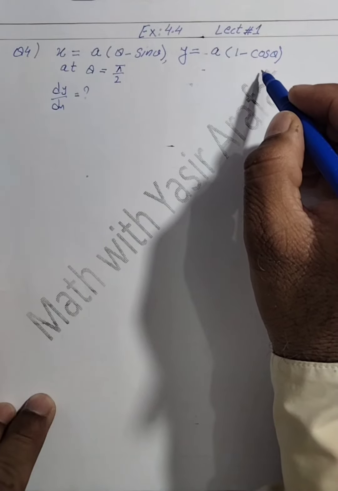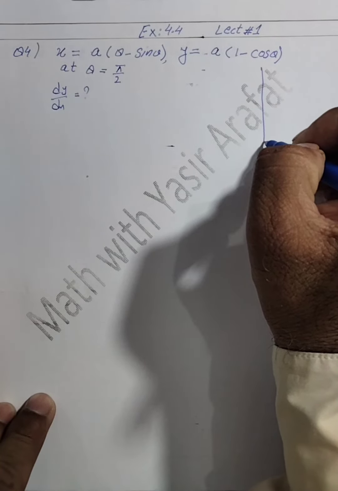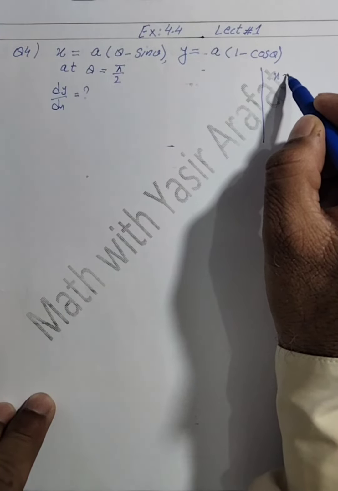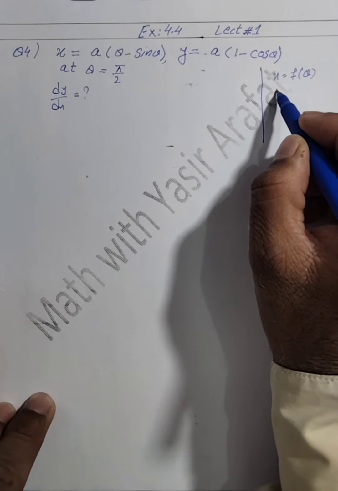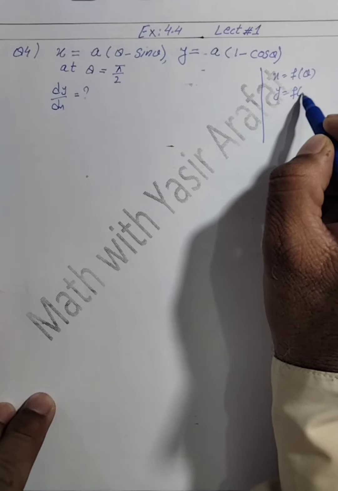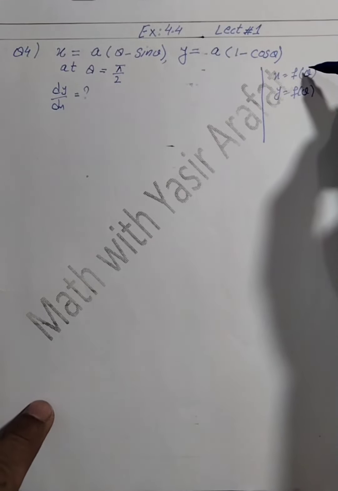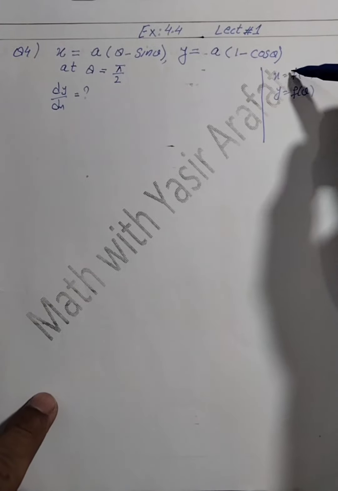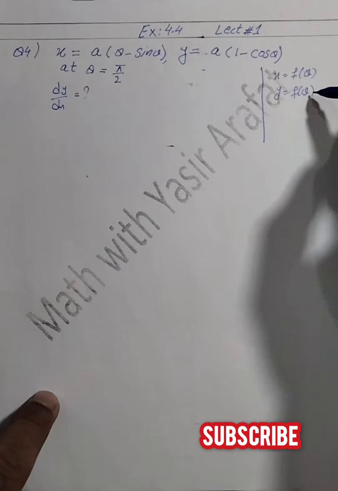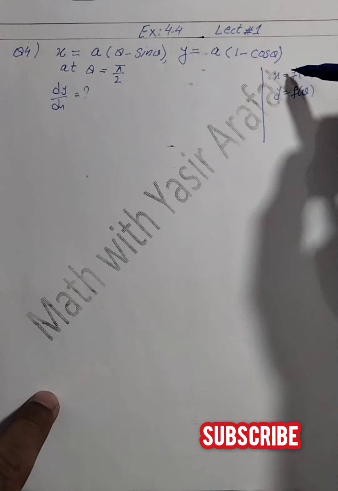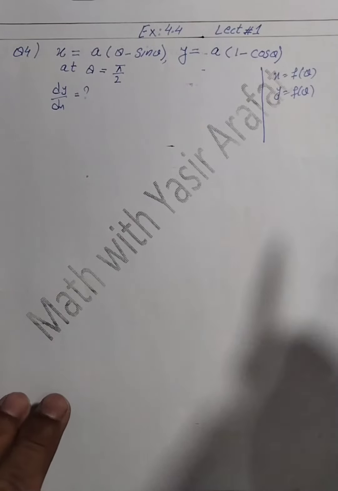So what are parametric equations? If x is a function of theta and y is a function of theta, that means x and y are equal to functions of a third variable. Those types of equations are called parametric equations. So if x is equal to f of theta and y is equal to f of theta, these equations are called parametric equations.